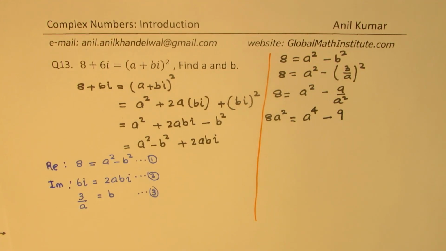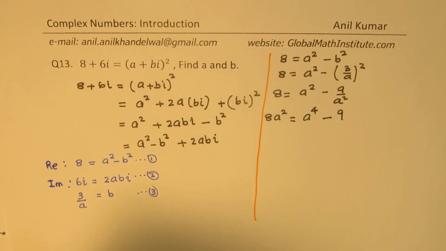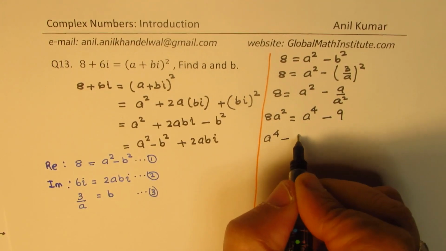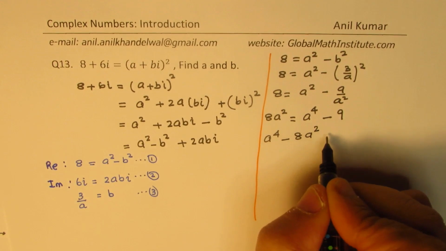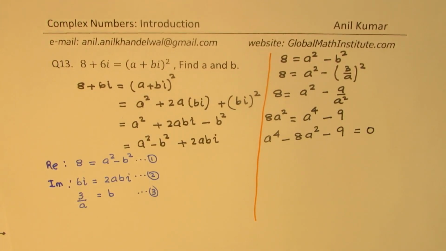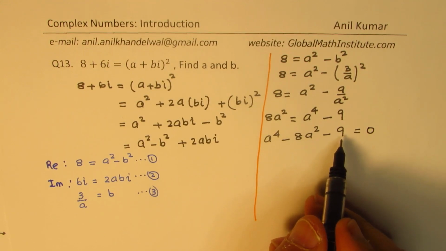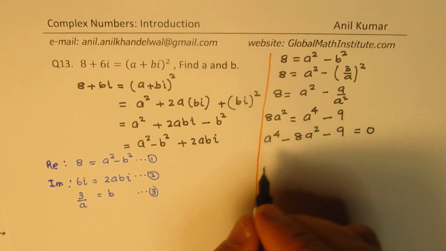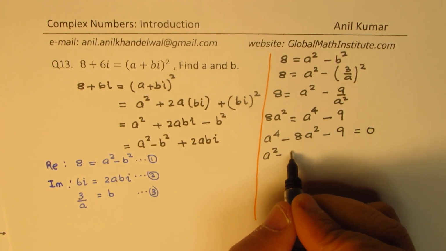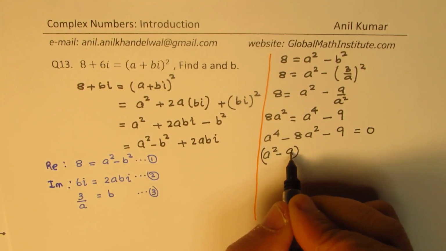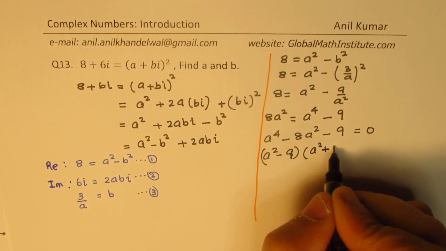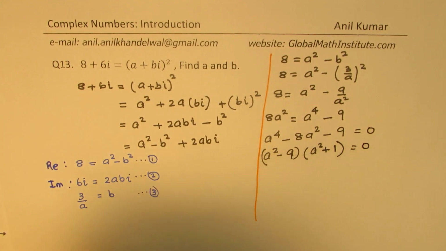So we do get a quadratic equation. To solve this, let's bring all the terms together. So we get a to the power of 4 minus 8a square minus 9 equals 0. Now we can do product and sum. So 9 times 1 is 9 and the difference is 8. So we could get this as a square minus 9 times a square plus 1, right? So that should be fine.